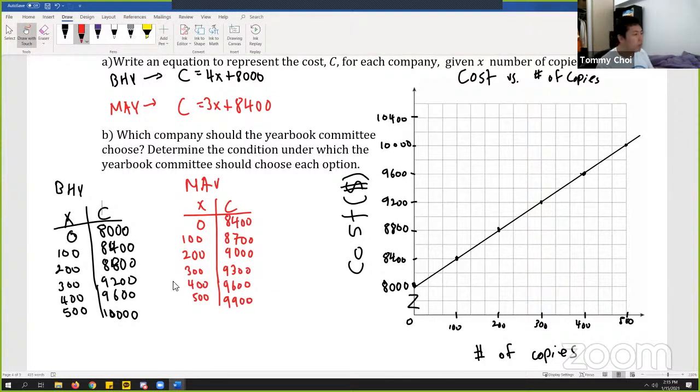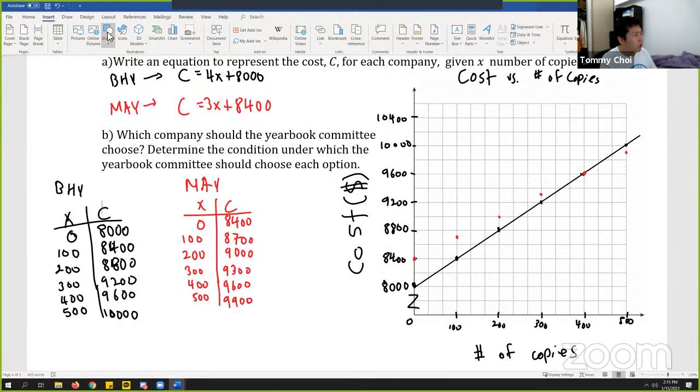Next, we have our MAY company. It starts at 0 and 8,400. Then at 100, it's 8,700. So it would be around halfway up here because this is 8,600. So halfway up would be right there. Then 9,000, which is on that corner. 9,300, which would be right here. 400, 9,600. And then 500, 9,900, just right here. I think you can already see the point of intersection, which is fantastic.